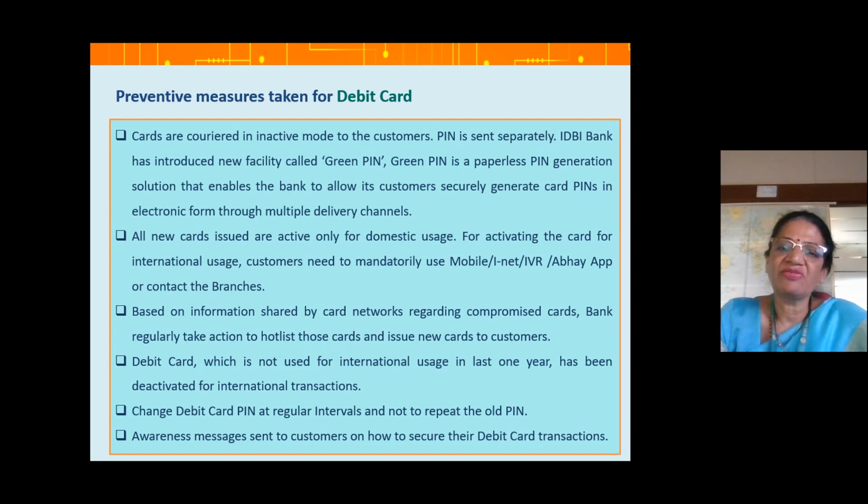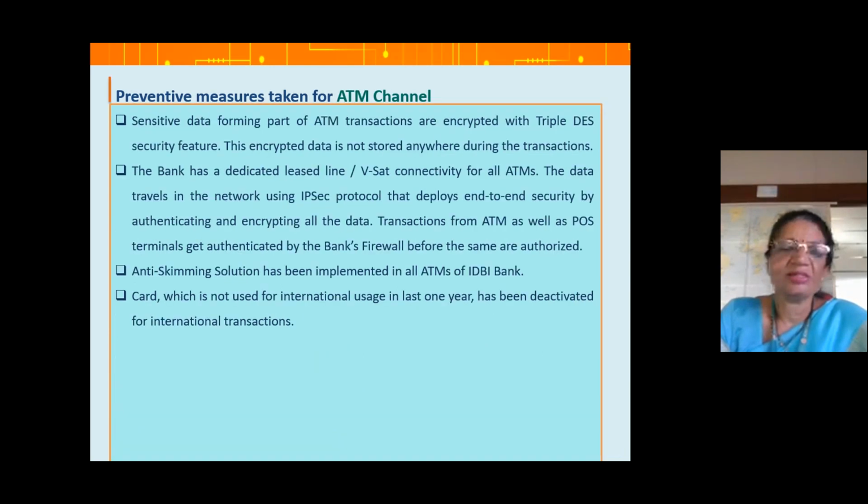Now, based on the different networks like Visa, Master, and RuPay, they keep giving us details of compromised cards, and at the bank level we continuously monitor this, and if we feel so, we repin the cards. We hotlist the cards in some cases, and we repin the cards and send SMS to the customers. For debit cards not used internationally in the last 1 year, we deactivate the international transactions so that the customer is at less risk.